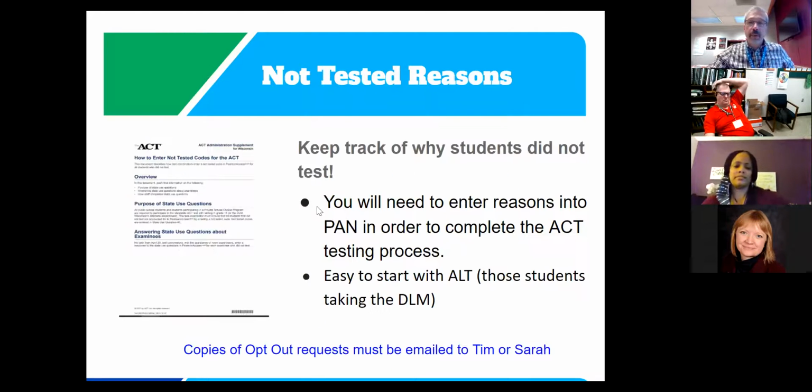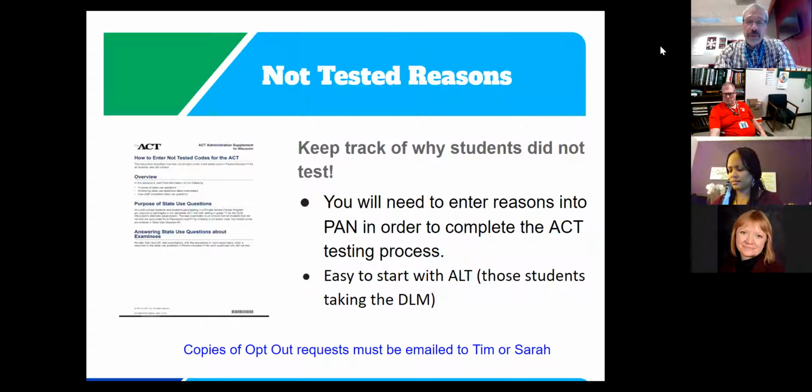All right, getting close to the end. Here's just a thing you need to keep in mind. Please keep track of students and why they do not test. So here is not tested reasons, not to be confused with non-tested or pre-test information. If a student doesn't show up, or if they opt out, there's a whole list of things in this code booklet. You should have gotten something like this in the boxes of materials.